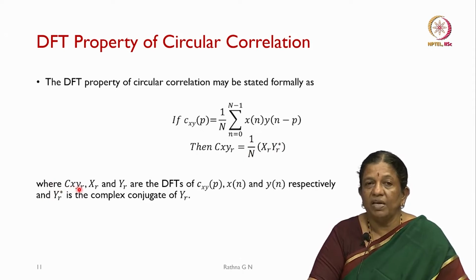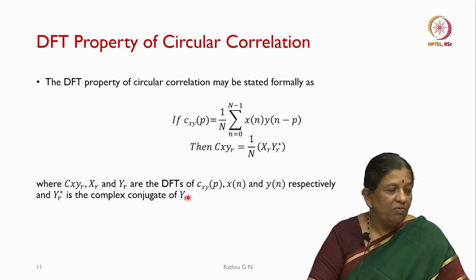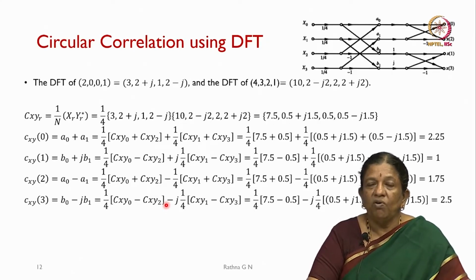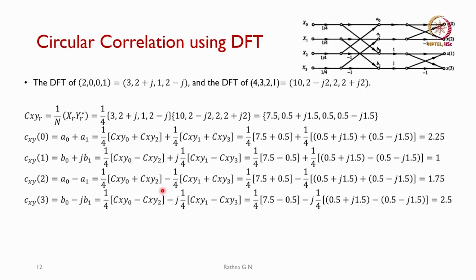So, here we say Cxy of r. Xr and Yr are the DFTs of x(n) and y(n), which are the inputs, and Yr conjugate is the complex conjugate of our Yr, the DFT of small y(n). Fine. Now we will see how we are going to compute our correlation output.